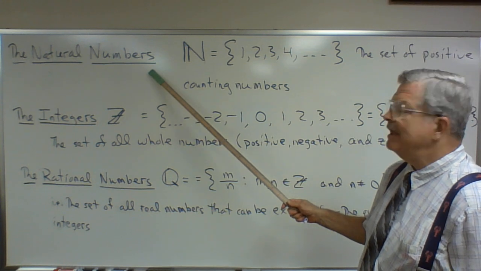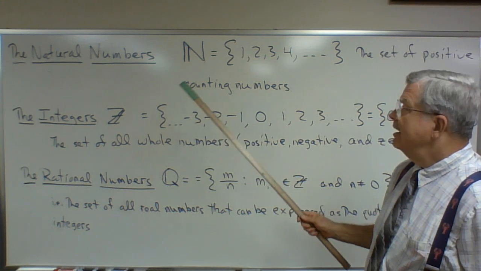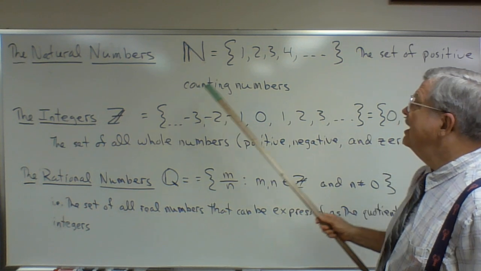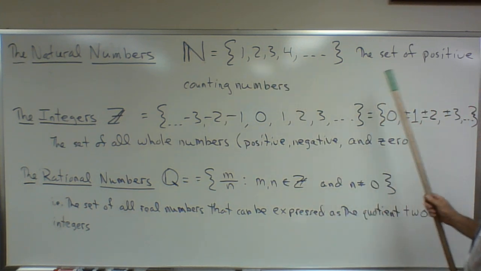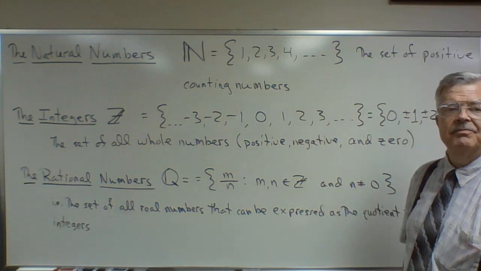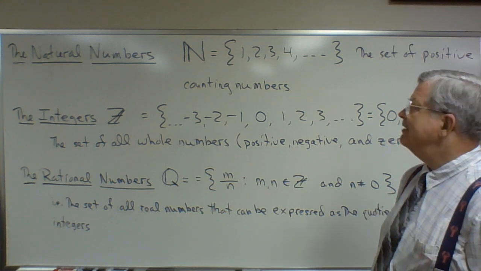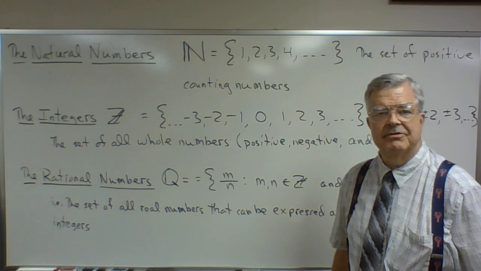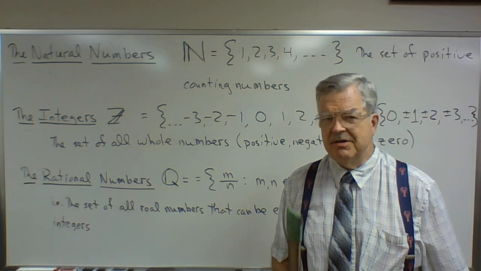First, we have the natural numbers, denoted by a bold-faced capital N. And what these are, the positive counting numbers: 1, 2, 3, 4, 5. The natural numbers are the positive counting numbers. And I will tell you this.